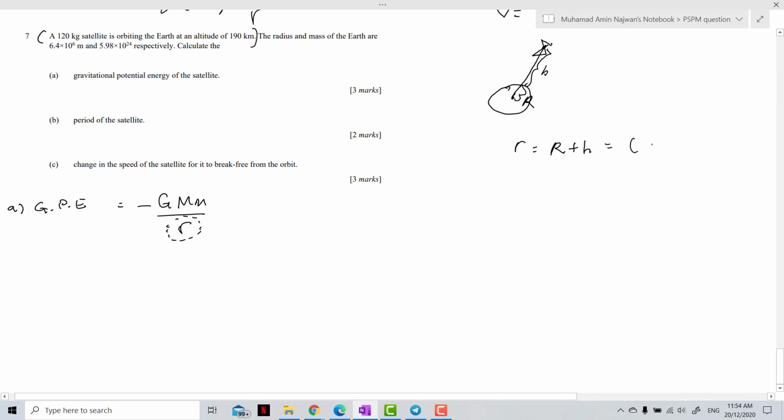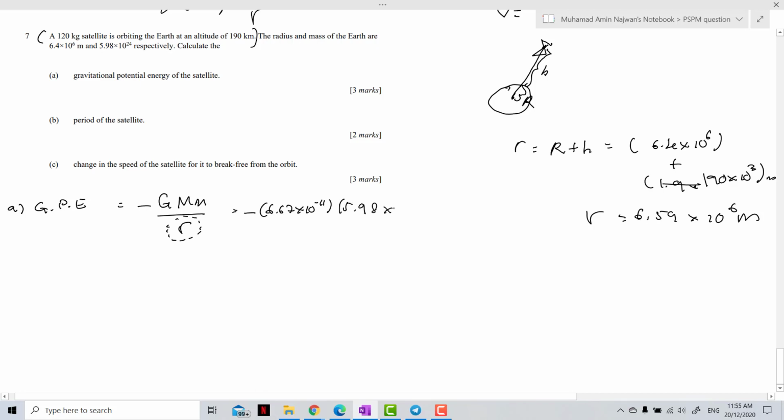So here R kita adalah 6.4 × 10⁶ plus dengan kita punya height, which is 190 × 10³ meter. If you add them together, you'll get the height of the satellite from one center towards the other sama dengan 6.59 × 10⁶ meter. So this is you punya R. So masukkan all of the relevant information here: negative 6.67 × 10⁻¹¹, mass of the Earth 5.98 × 10²⁴, mass of the satellite 120, divided by 6.59 × 10⁶. You have your gravitational potential energy, which is equal to negative 7.26 × 10⁹ joule.